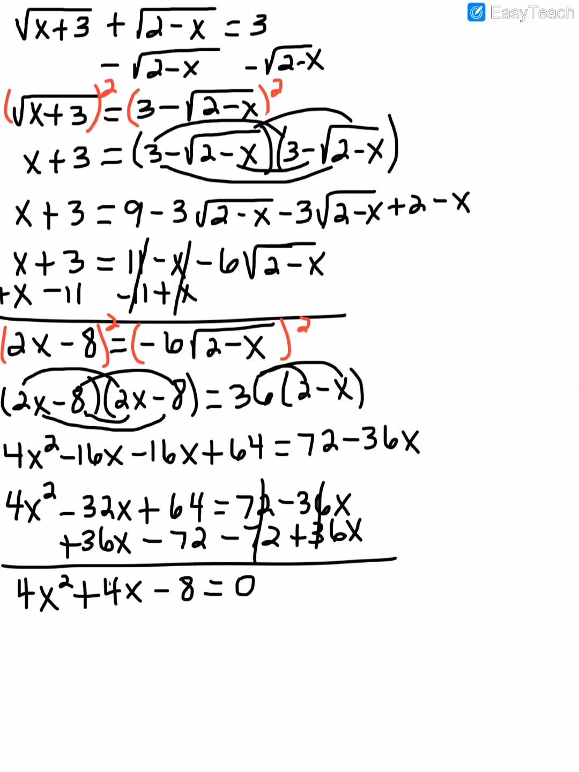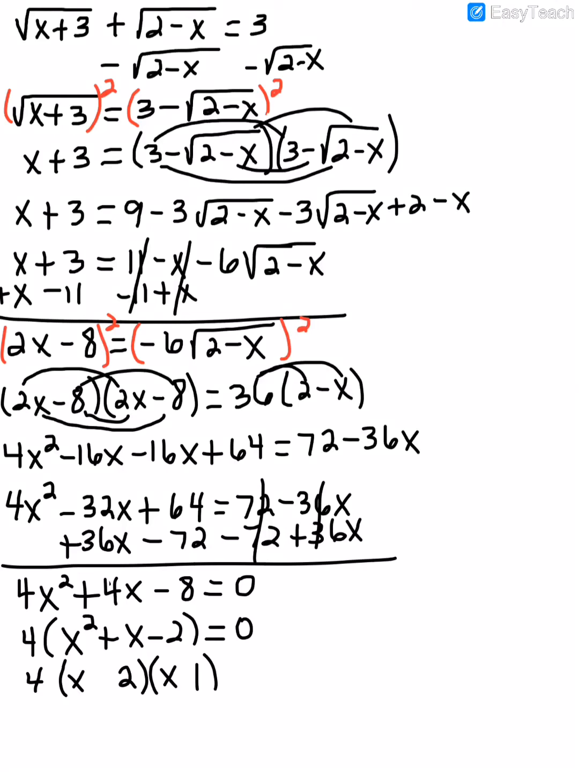To solve this quadratic equation, I'm going to factor. If I look at this, I see that there's a greatest common factor of 4, so I'm going to factor that out first. Once I do that, I have a trinomial, and I'm going to factor that trinomial into two binomials. The only factors of x squared are x and x. The only factors of 2 are 2 and 1. And since my first sign is positive, that's going to go with my biggest number. And these are my factors.